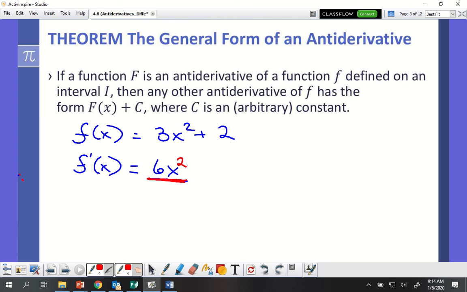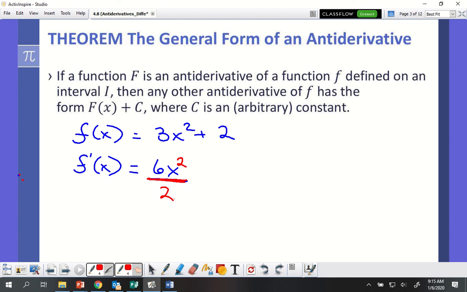But then, remember, what did I divide it by? I multiplied by the exponent, then I subtracted 1 from my exponent. So now we're doing it opposite. I add 1 to the exponent, which gives me the 2, and then I divide by it. So that's going to be the antiderivative of this.